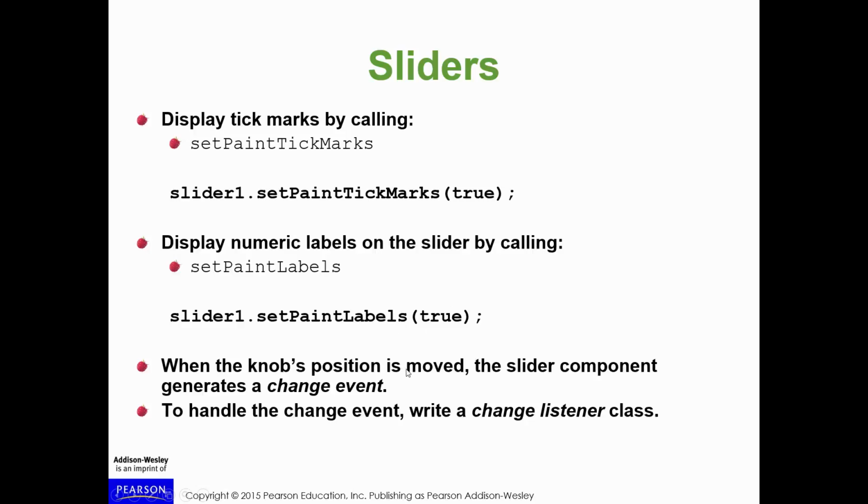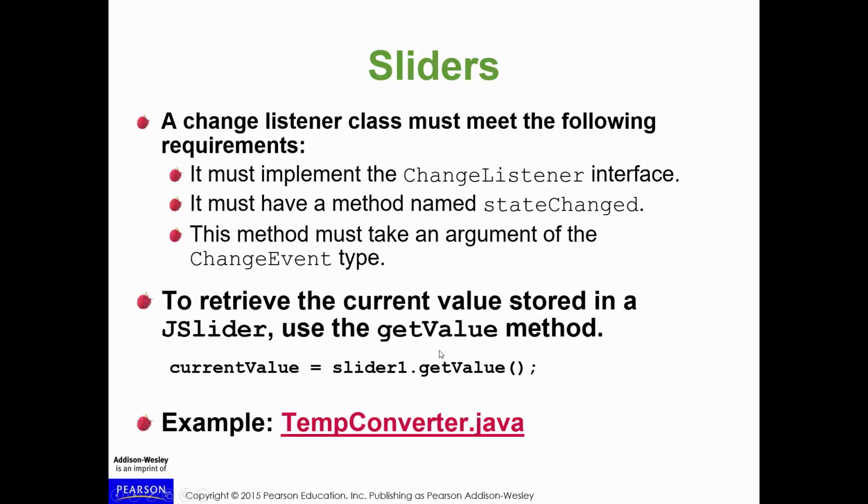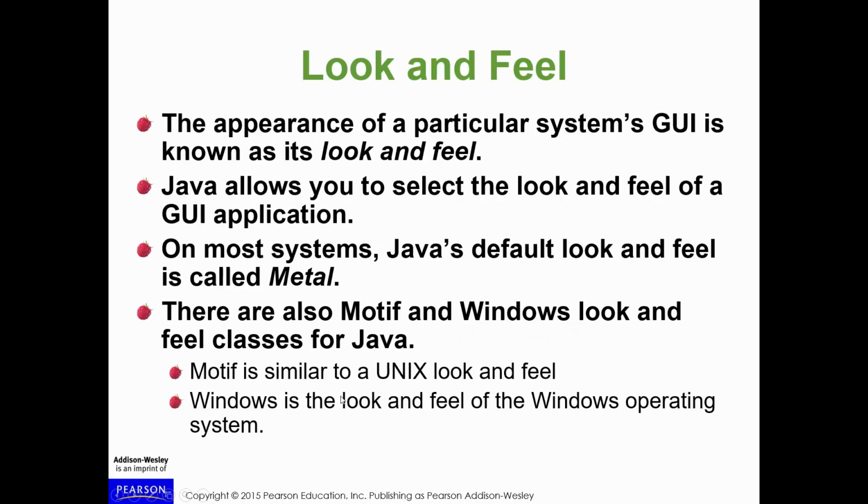Notice when the knob position, or that slider's position, is moved, it generates a change event. So you need to write a change listener class. You must implement the change listener interface, which must have a method named stateChanged. You want the current value of the slider. All right, and there's an example of a temp converter.